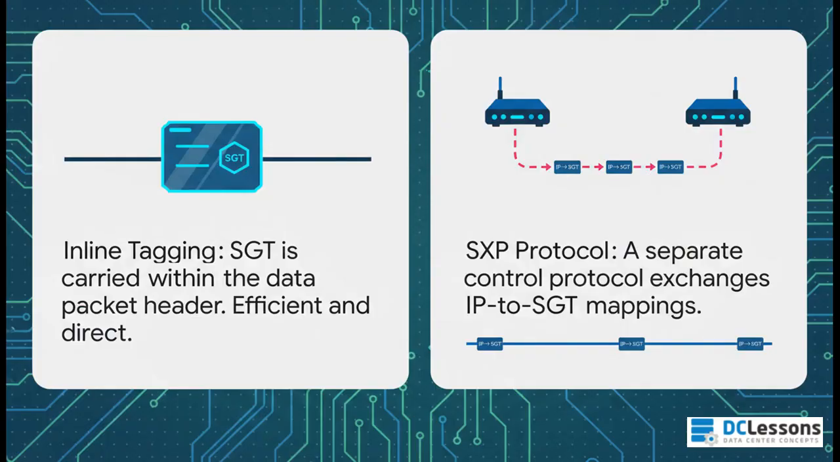So how do we get these tags across the network? Well, there are two main ways. The first is inline tagging, and it's the most efficient. The SGT is just embedded right into the packet header as it zips across the SD-WAN. Simple and direct. But what about devices that can't do that? Maybe you have some older gear or third-party devices. For those situations, we use something called the SXP protocol. Think of it as a separate communication channel that just shares all the IP to SGT mappings between devices so everyone stays on the same page.